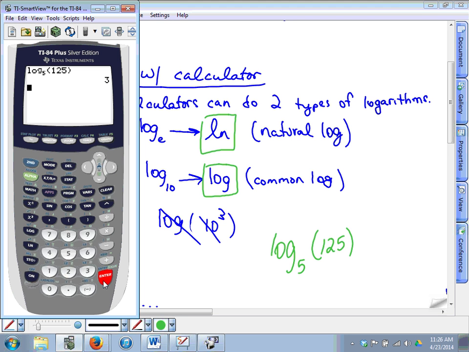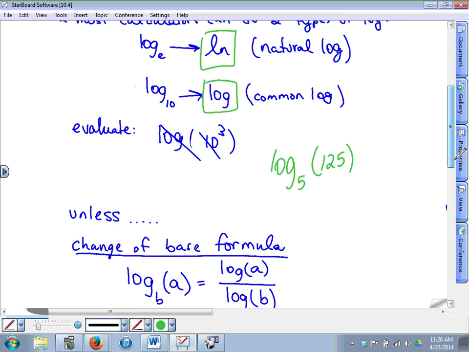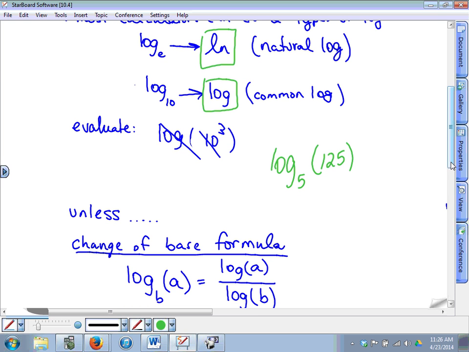But what if you don't have a calculator that does this? Can you still evaluate that? The answer is yes. Did we talk about this formula last time? No, this is what's called, so write this down, the change of base formula. What this does is it allows you to do stuff like this on any calculator, even your phone calculators or your basic scientific calculators, if you know the change of base formula.